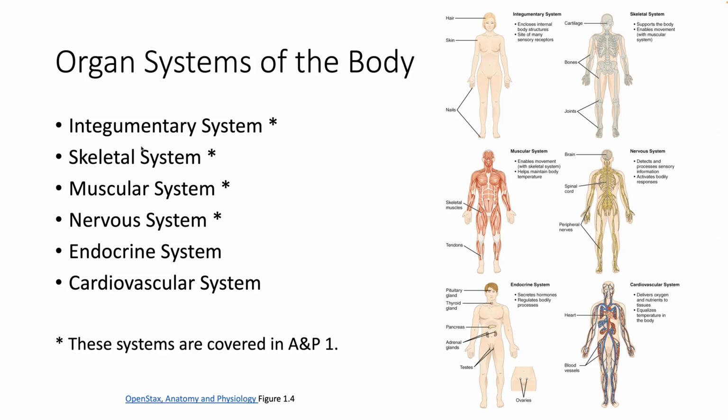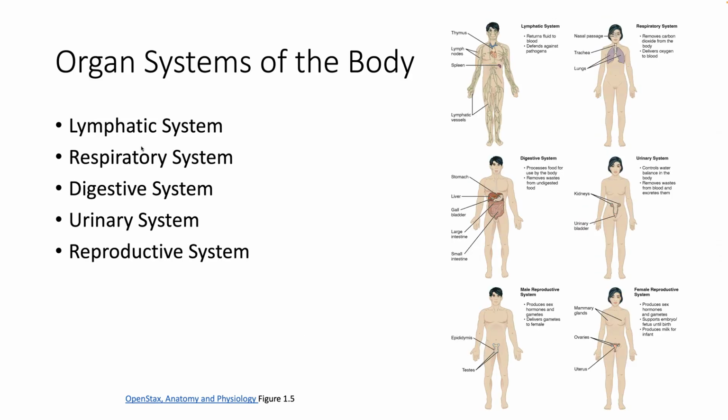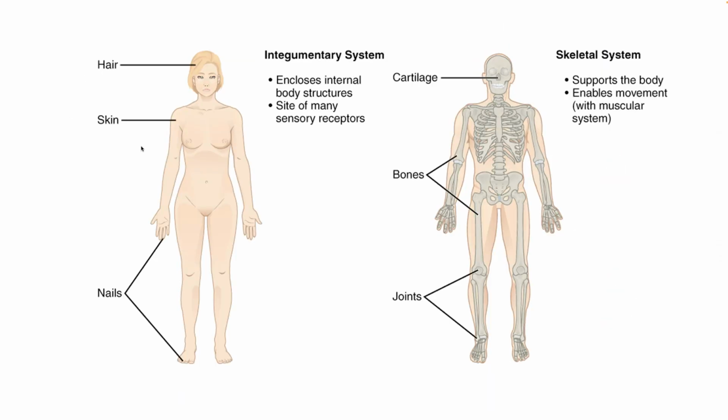The other systems we will cover generally in this lecture, but you'll have to wait until AMP2 to get into the details of those systems. So the other systems that we're not going to cover in more detail are the endocrine system, the cardiovascular, the lymphatic, the respiratory, digestive, urinary, and reproductive systems. Now let's look at them a little bit closer so we can at least learn the basic functions of each and then some of the important organs or structures for those systems.